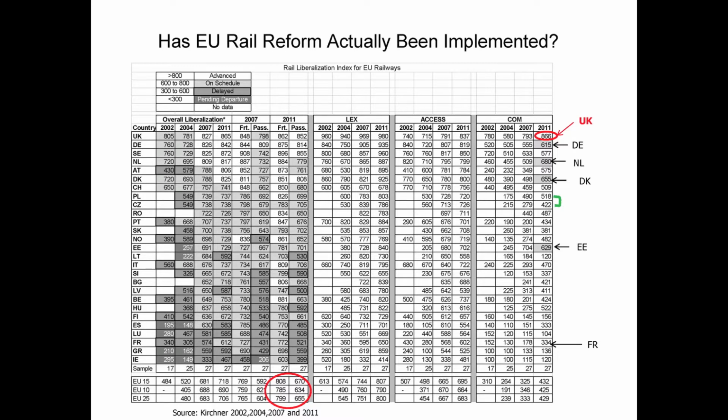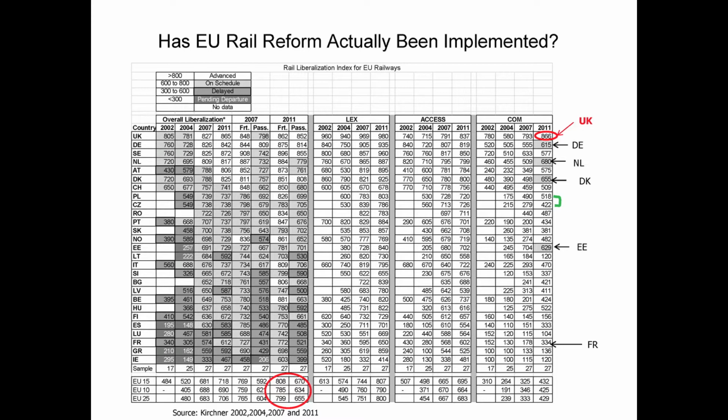I expect you to memorize these numbers. They're not so easy to see, and I'm sorry, but what I've done is I've plotted Kirchner's series of studies, sponsored by the DB, on the implementation of the EU rail reform rules, and he broke those down as between law, access, and actual competition. And I've shown them there first by year: 2002, 2004, 2007, and 2011.